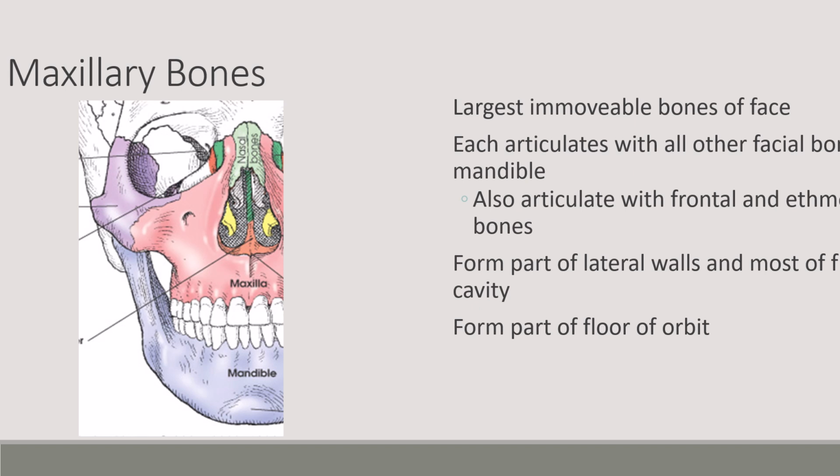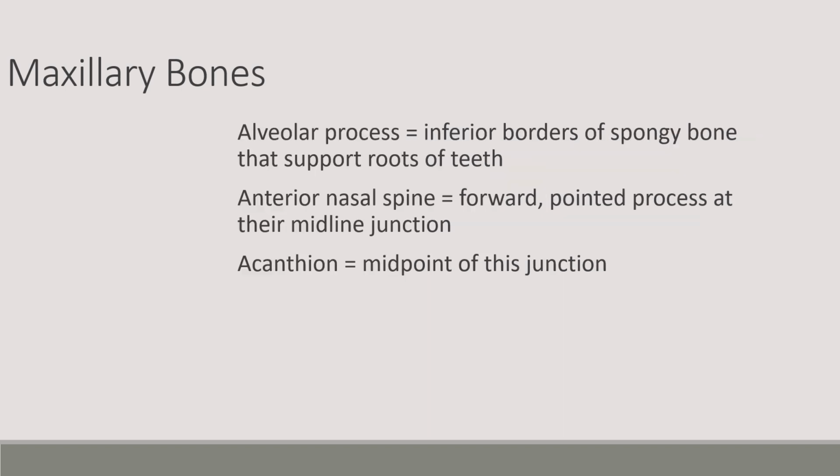The maxillary bone houses the maxillary sinus, but it also plays an important role in the shape of the orbit. It forms the medial floor of the orbit. All right, and again, mentioned the alveolar process. That's the spongy bone that supports the roots of the teeth. And then we mentioned the anterior nasal spine, the tip of which is called the acanthion, you're already familiar with.